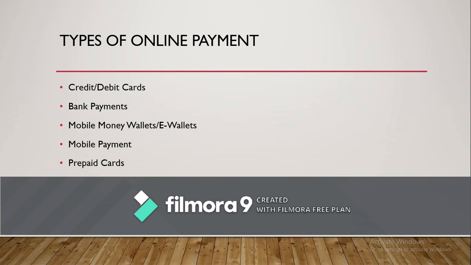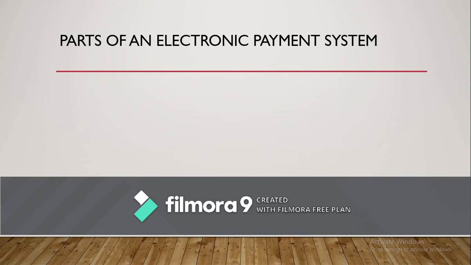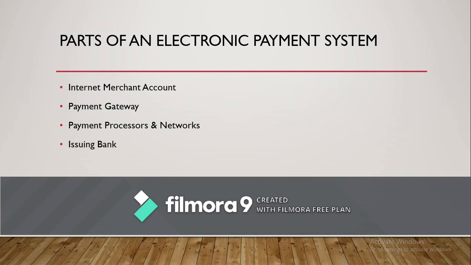In order to learn how an electronic payment system functions, we must first learn the parts that compose it. Such parts are an Internet merchant account, a payment gateway, payment processors and networks, an issuing bank, and an acquiring bank.